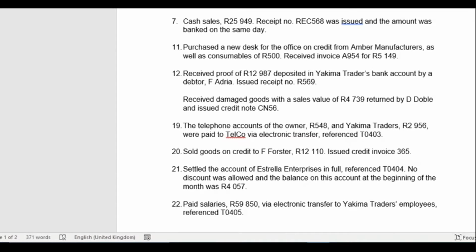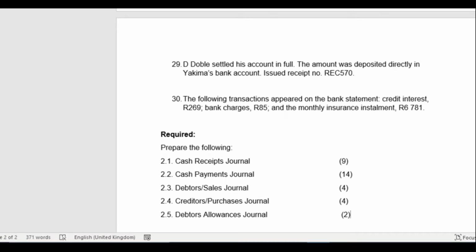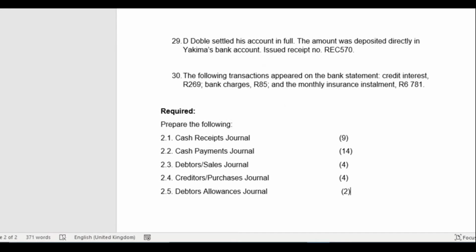And the last part. So in this question, we are required to prepare the cash receipt journal, cash payment journal, debtors journal, creditors journal, and debtors allowance journal. And please go back on the short questions, because I'll be using a different device to go through the questions as we do the exercise. So to our answer sheet now.